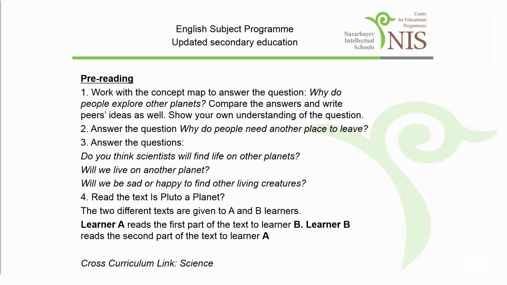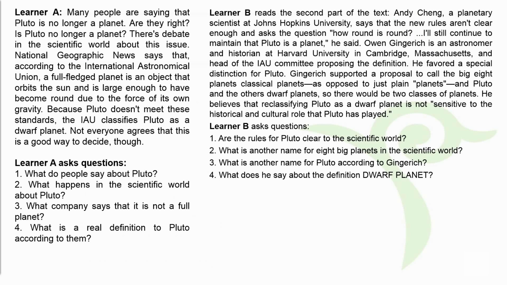As a logical continuation, you can then ask your learners to read the text, "Is Pluto a planet?" With the students now in pairs, small pieces of two texts are given to learners A and B. Learner A reads the first part of the text to learner B, and then learner B reads the second part of the text to learner A. The cross-curricular link here is science. You can see the two reading texts on the slide.